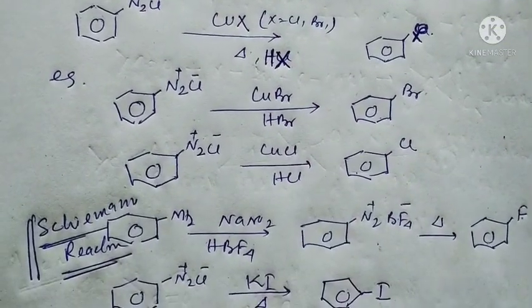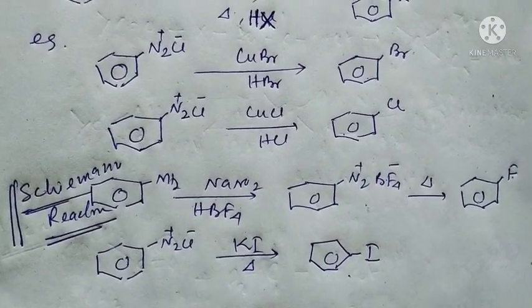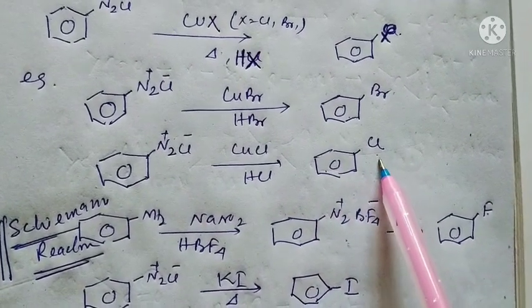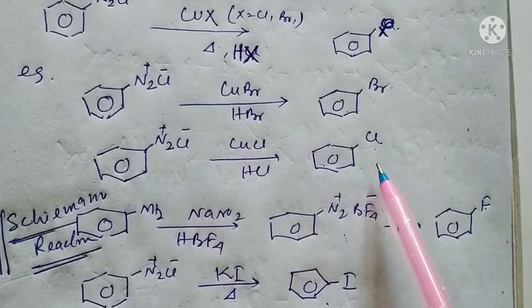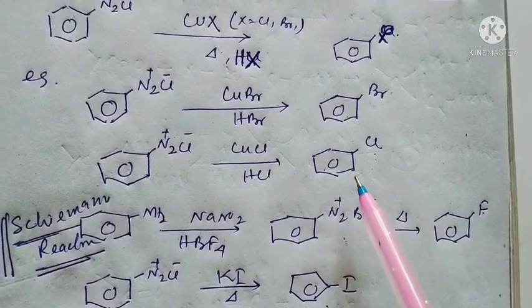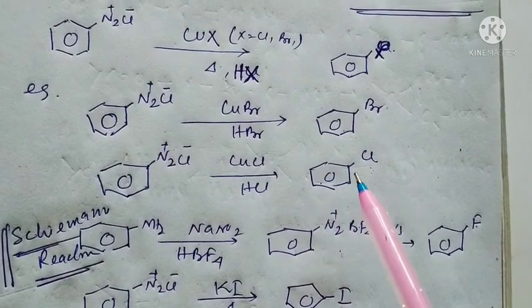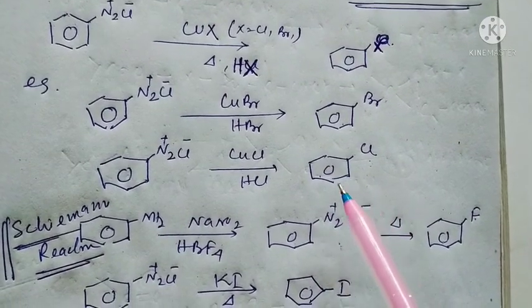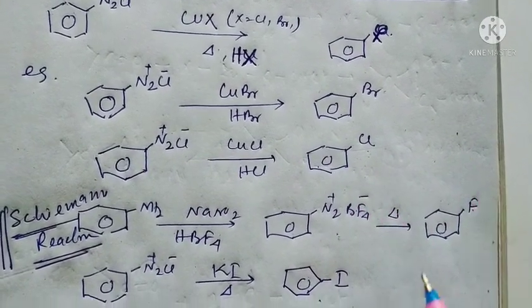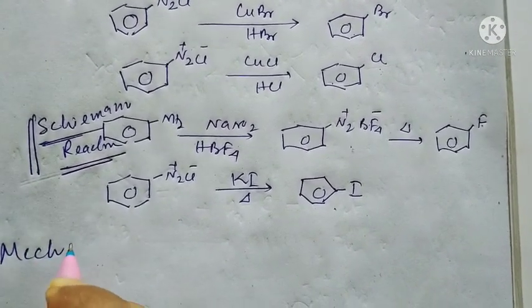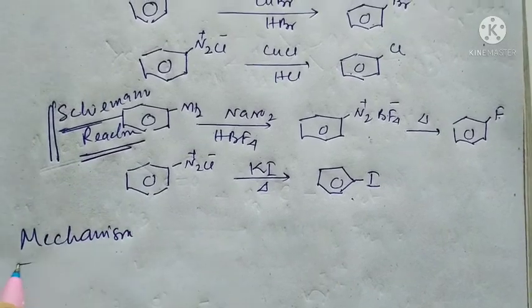Now students, what happens over here: chlorobenzene is obtained by warming this benzene diazonium chloride and cuprous chloride in hydrochloric acid medium, while bromobenzene is produced by using the diazonium sulfate, which you can also use. Okay, no problem at all. Now what is the mechanism behind it, we are going to study next.